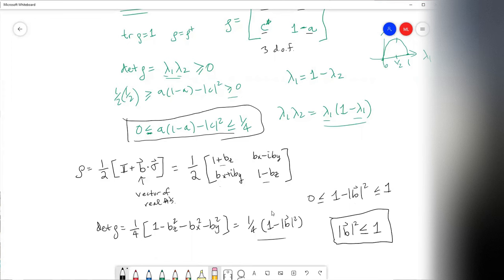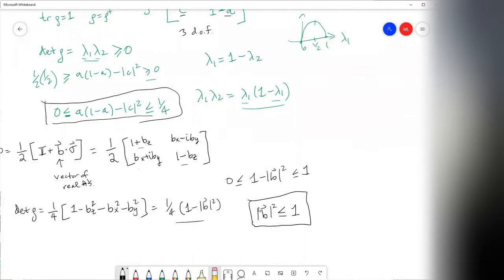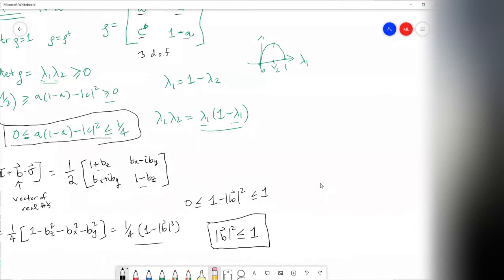So the state of a spin 1/2 system, including all uncertainties that are captured by the state operator, all those states are described by a vector B, right, with 3 components. And that vector lives inside the unit sphere, right? And that's called the Bloch sphere. So if I were to plot all the different possible B's that you can have, they would live inside a ball, right, of radius 1.